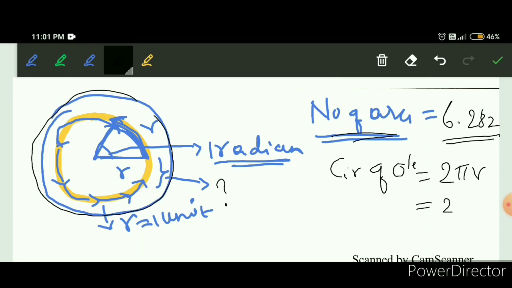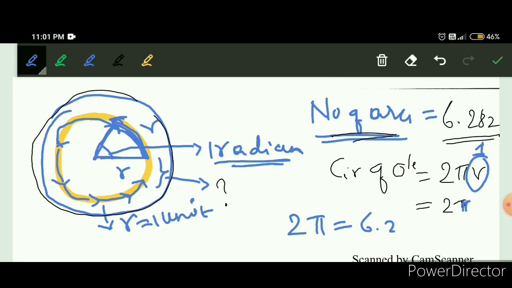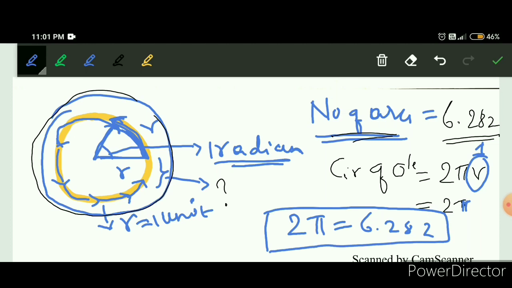Then this 2 pi r becomes 2 pi, because this r value is 1. Then we can conclude that this 2 pi must be equal to 6.282. From this we can say 2 pi is 6.282. From a calculator also we can calculate the 2 pi value, and we get 6.282. This means we need to rotate r completely in this circle. We need 2 pi radians.